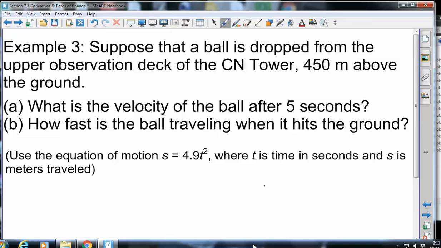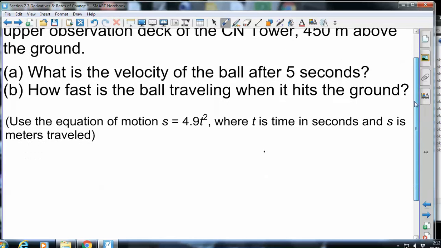So I want the velocity of the ball after 5 seconds. And I'm giving you the equation I want you to use right here. We're going to use the motion equation, s equals 4.9 t squared. t is time in seconds and s is the meters traveled. So I've given you an equation to start with.